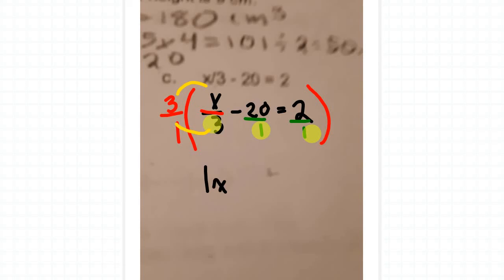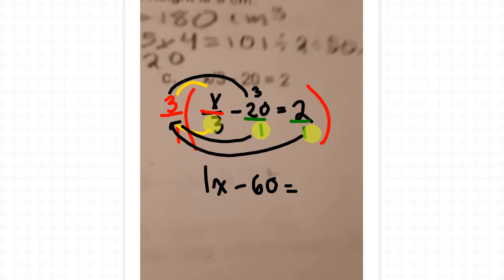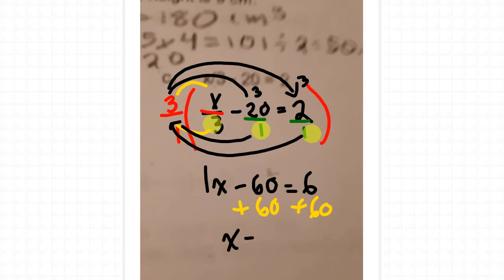So now I have 1x. 1 goes into 3 3 times. Put a little 3 there. So I'm going to go minus 60. And then this 1 goes into 3 times. 3 times 2 is 6. And you just simply solve from there. Plus 60, plus 60. And again, you get the same answer. x equals 66. You'll see more of that on the extra practice.